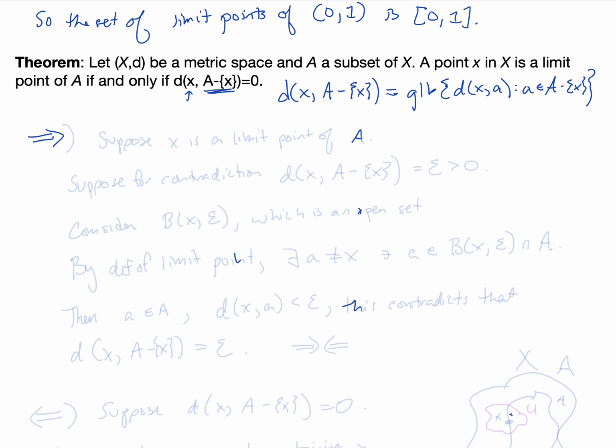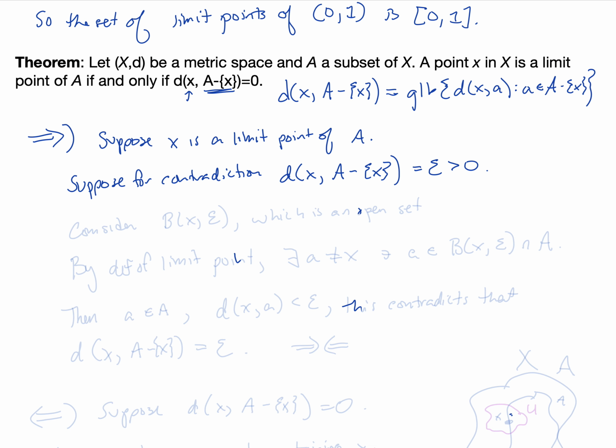Let's first prove this forward direction. Since it's an if and only if, we have to prove both implications hold. So let's suppose that x is a limit point of A, and we're going to do this proof by contradiction. Suppose for contradiction that the then is false. In other words, that the distance between x and A minus x is not equal to 0. The distance can be 0 at the smallest, so if it's not 0, it's got to be greater than 0. Let's call it epsilon, which is greater than 0.